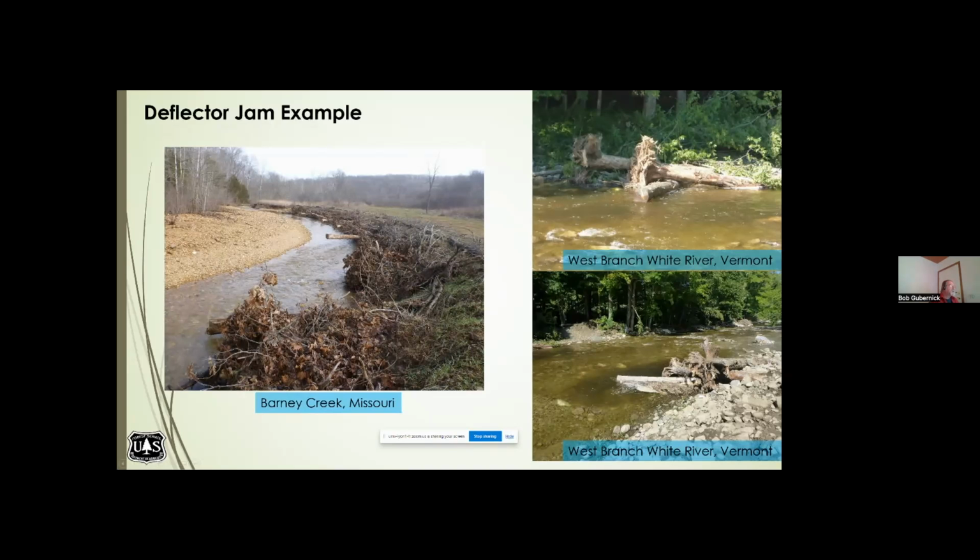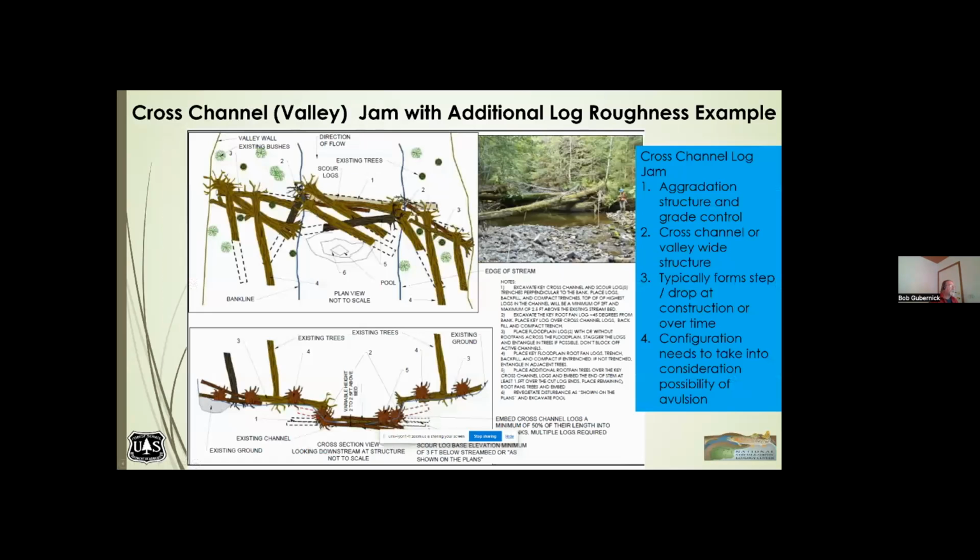Cross-channel log jams, cross-valley log jams are really good structures when you have an incised channel that you're trying to bring up again. Essentially, you are providing enough wood roughness that the stream drops its bed load and begins to grade behind. When you work with these kind of structures, you can't just think about the channel itself. You need to work across the floodplain more because you're going to be increasing the depth of the sediment in the channel. That's the intent of this.